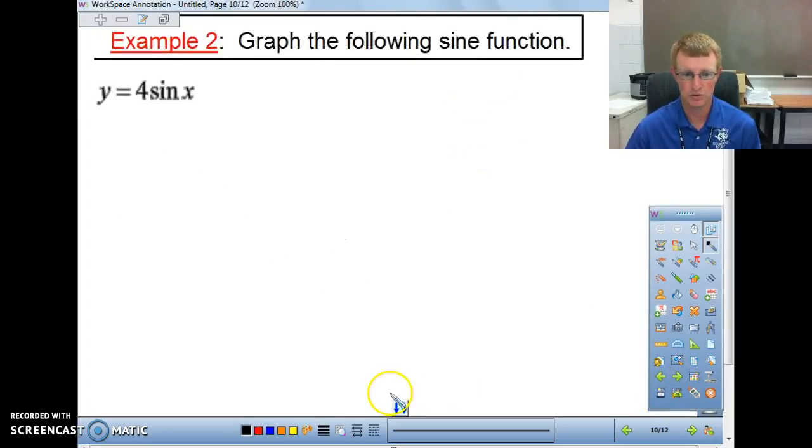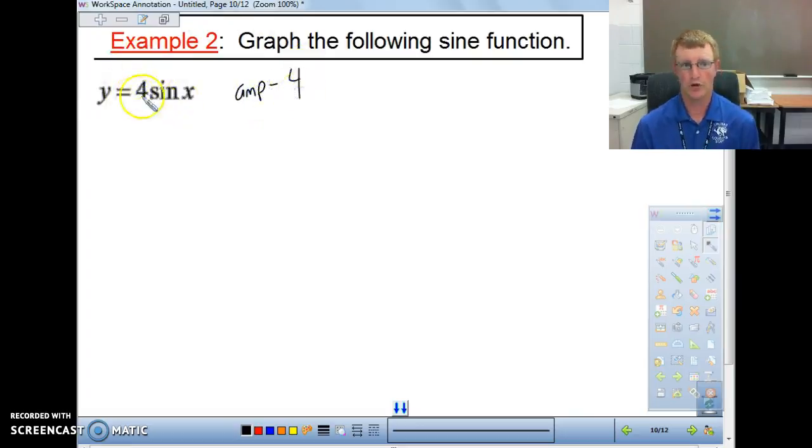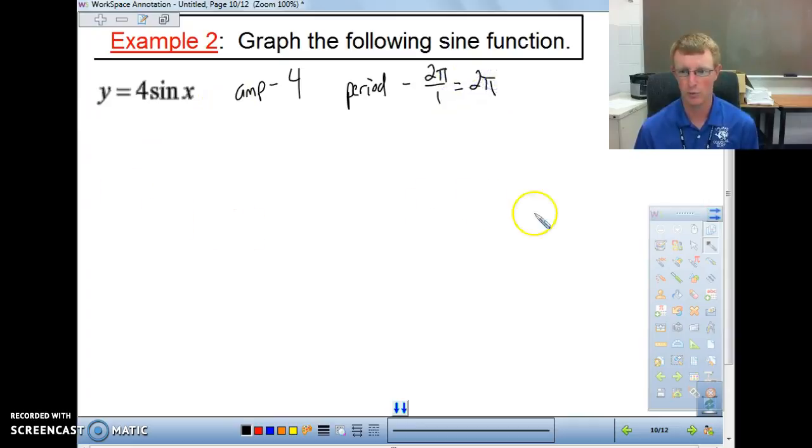Now when we get into different functions, this is where it gets to be a little bit different, because now we're changing it just slightly. So this one's a basic example. The amplitude here is 4. How do we know that? Well, the 4 is out in front. The period is not changing from what we just did. This will still be 2 pi divided by 1, which is equal to 2 pi. So what does that mean? It means that we're going to essentially do the same thing.